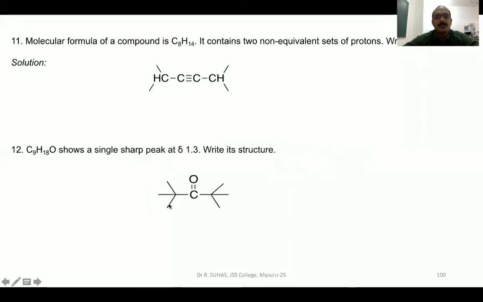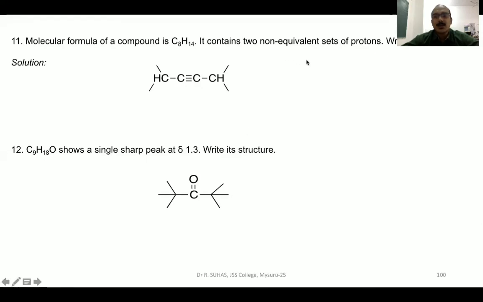The next type of compound, it is not composite problem, but this type of problem is quite important for competitive exams especially. Molecular formula of a compound is C8H14. And the hint that he has given is it contains two non-equivalent sets of protons. Write the structure. As soon as we see C8H14, the immediate thing that comes to our mind is there should be an aromatic system. But every time that is not the case. But he has given that there are two non-equivalent sets of protons.